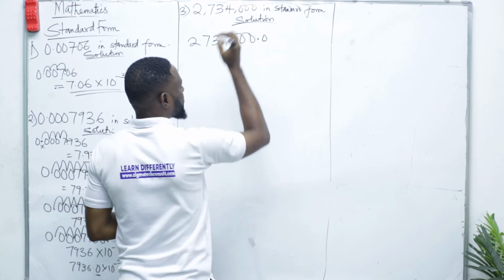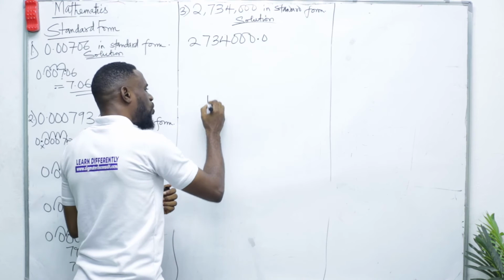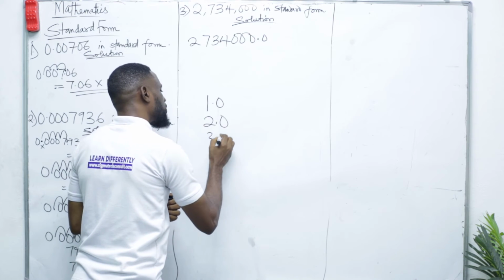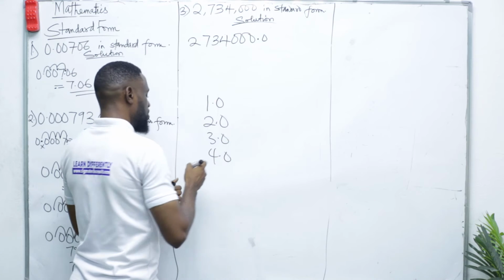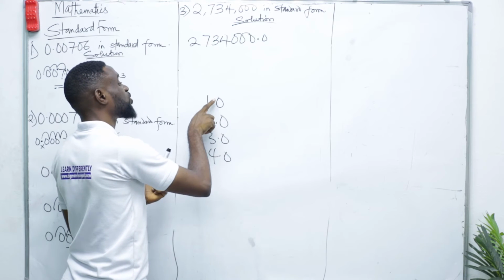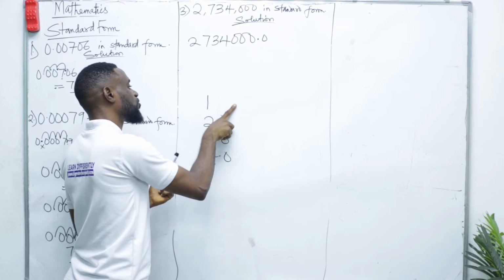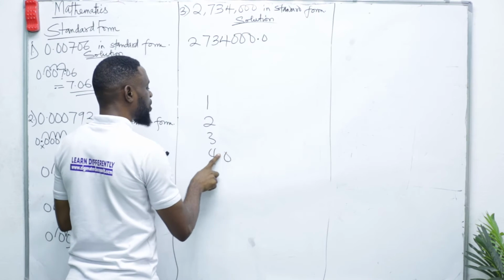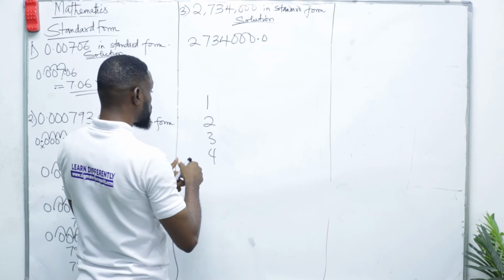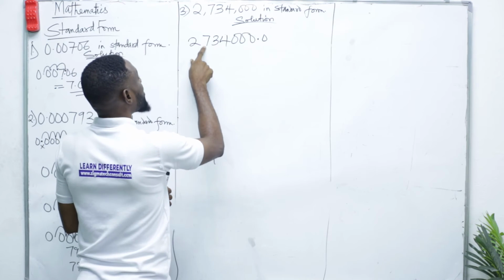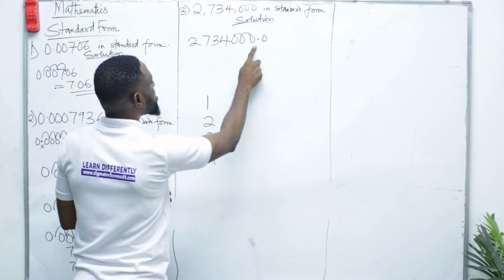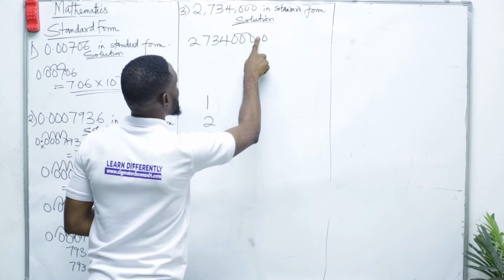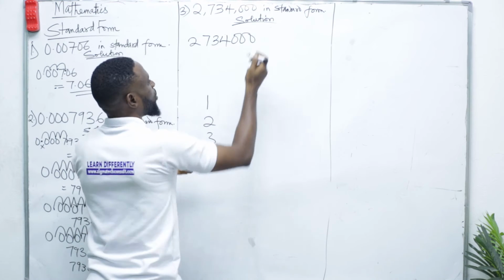There is a 0.0 here. So just like 1 is 1.0, 2.0, 3.0, 4.0. But there is no need of putting all this 0.0 because we know that 1.0 is still 1. Do you understand? 2.0 is 2. 3.0 is 3. 4.0 is 4. Same way, 2,734,000 naira 0.0 is still 2,734,000 naira. Thousand rather. So there is our 0.0 here.